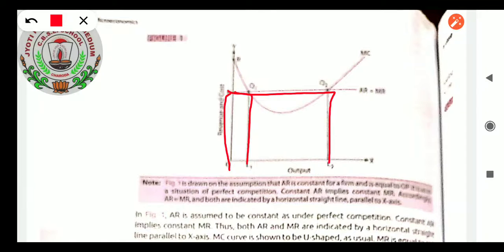What figure are we seeing there? First, the output was OP, the price was P, and the price is constant. The output quantity was L1, but at the same constant price, the output is increasing. It increased to L3, so the quantity increased.